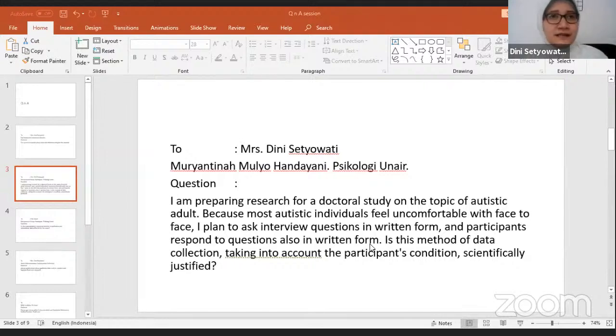If we conduct a face-to-face interview, we can give follow-up questions based on the participants' response or answer. So we can explore and probe in more detail from the participants' response. But if you use a written form to ask the question, you may miss this opportunity to explore, to get a deep understanding about the topic of your interest. That's my answer.